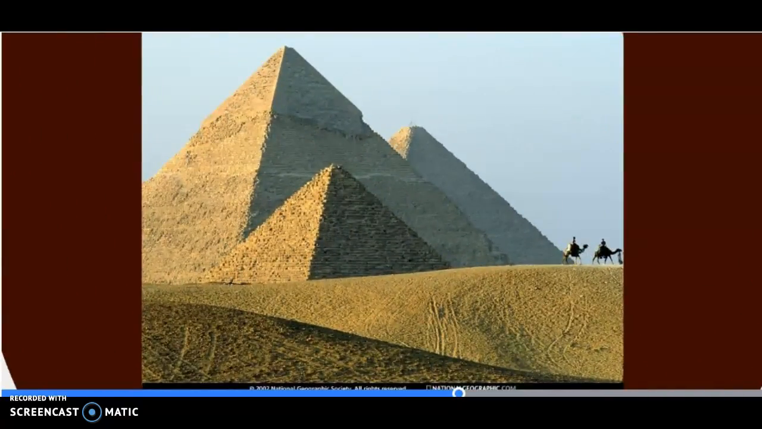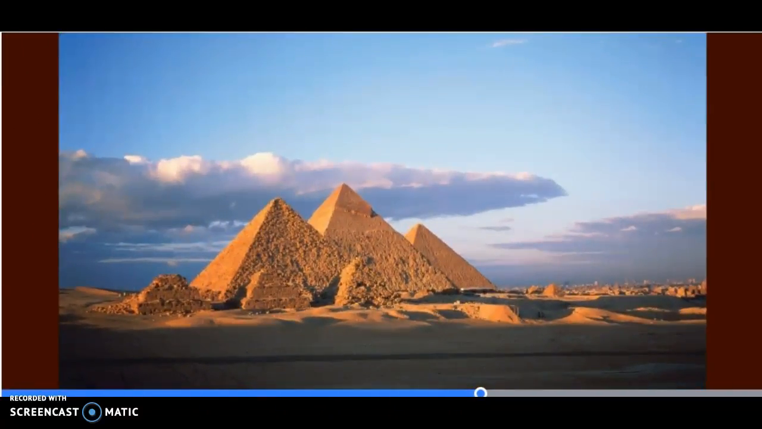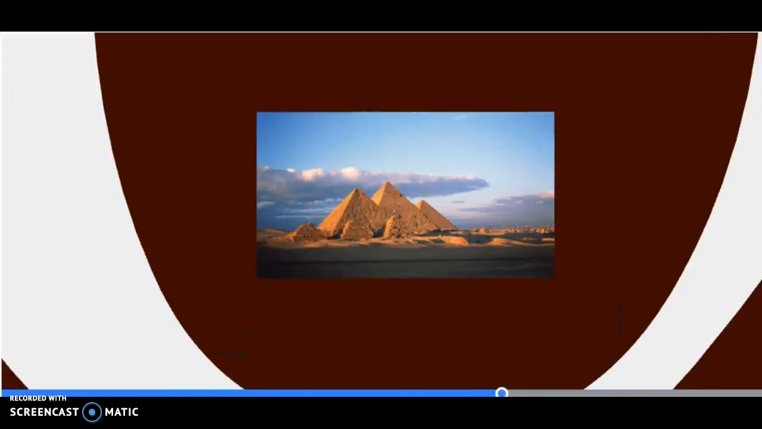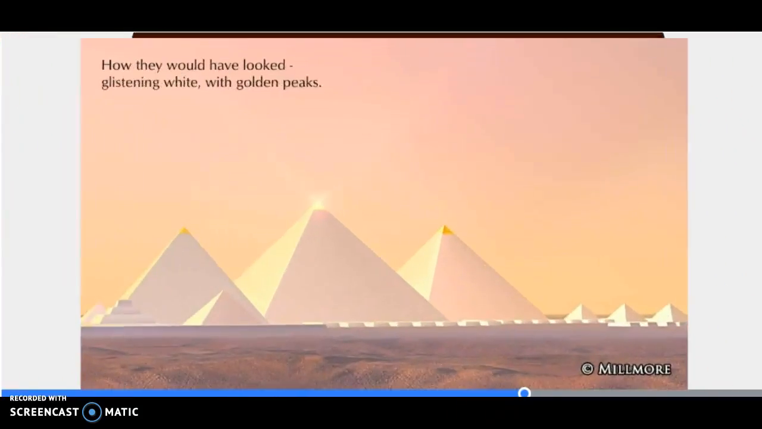So these are just some pictures of the Great Pyramid. This is how we see it today, of course. You used to be able to get really close, go inside, climb them. You can't do any of that now. This just shows you the scale of the Great Pyramid. For a very, very long time, this Great Pyramid was the largest man-made structure on Earth.